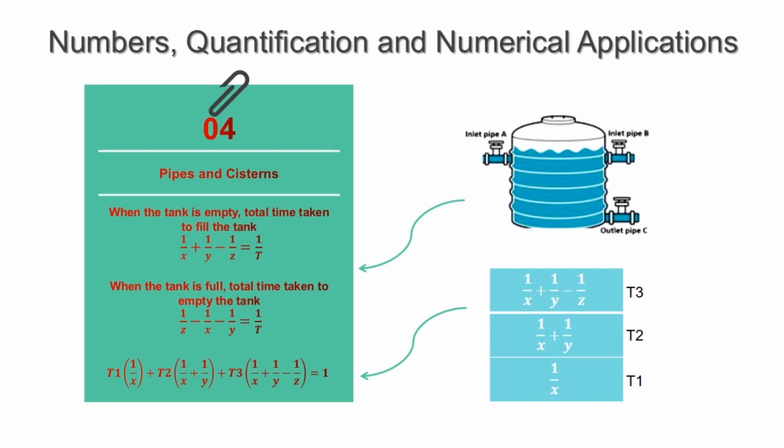Here t is the total time taken. But when the tank is full, the total time taken to empty the tank, you have to write in reverse: 1/z - 1/x - 1/y = 1/t. Remember this point. You are writing in the negative way when you are emptying the tank. These two you have to remember.